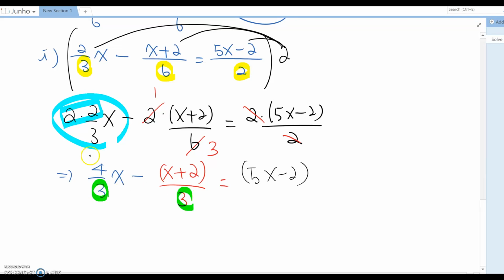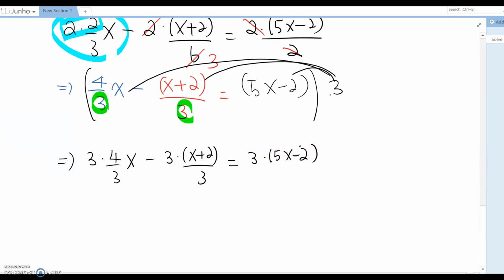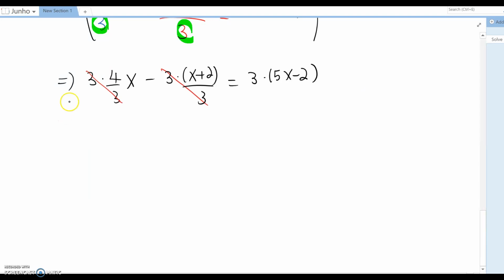So you multiply every term again. Whenever you do this, you have to multiply every term. That's the key. And distribute again. Then this becomes 3 times 4 over 3x minus 3 times x plus 2 over 3 equal to 3 times 5x minus 2. Now simplify if possible. As you see, 3 and 3 cancel out, and 3 and 3 cancel out. So now I'm going to reorganize without writing the denominator. Then this becomes 4x minus x plus 2 equal to, and now this term you can distribute, so this becomes 15x minus 6.